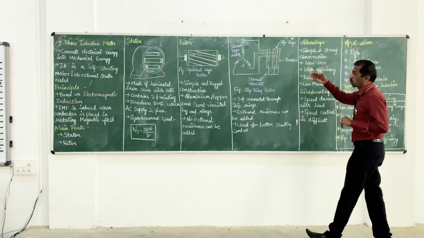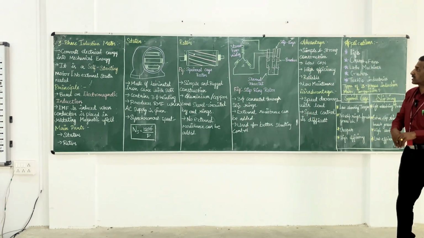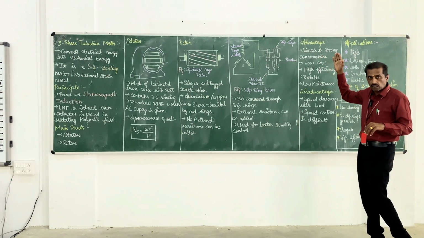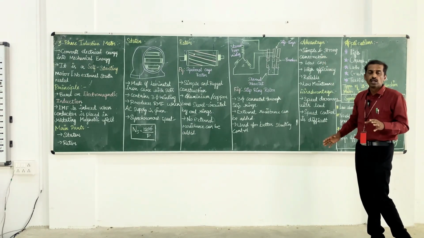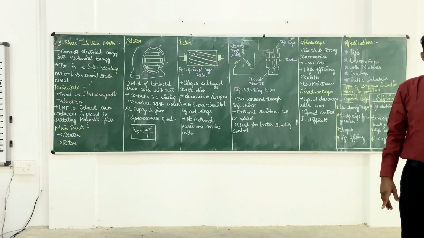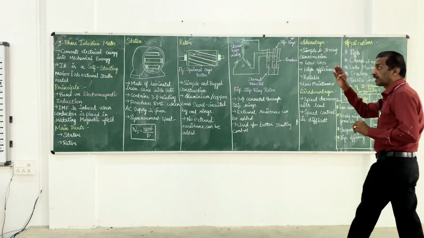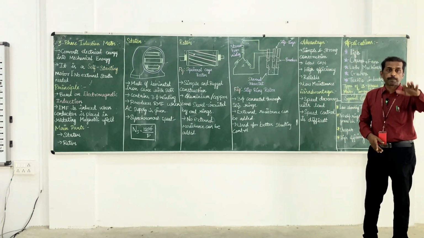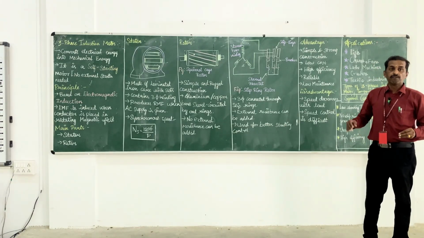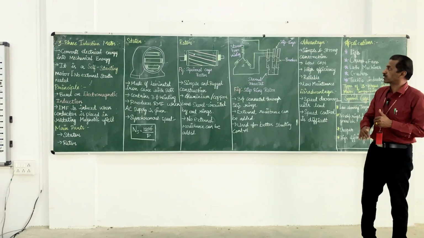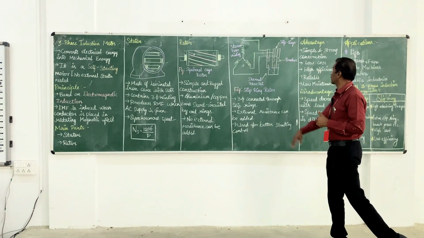What are the advantages for the squirrel cage as well as the slip ring induction motor? The simple and rigid construction, and also strong. Around 90% and above of industry uses the squirrel cage induction motor. Only 10% use the slip ring induction motor, because wherever we need high starting torque applications, only in that place do we use the slip ring induction motor.